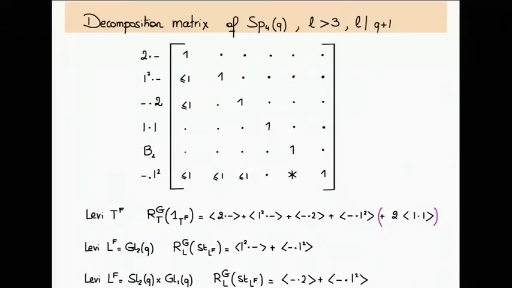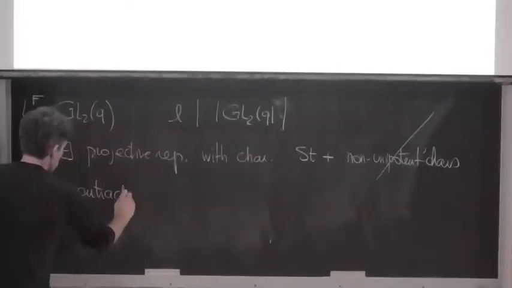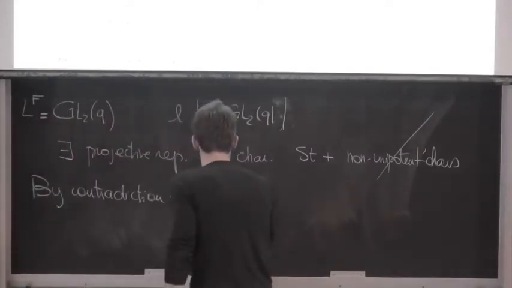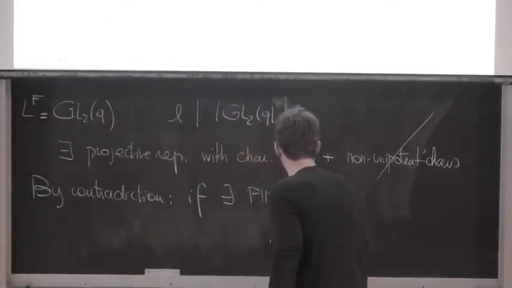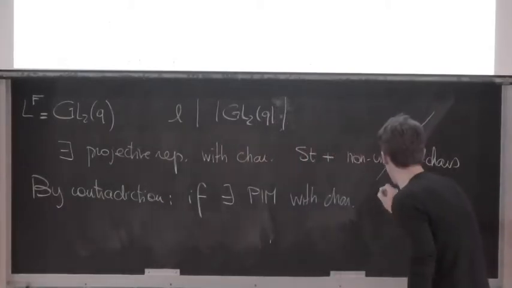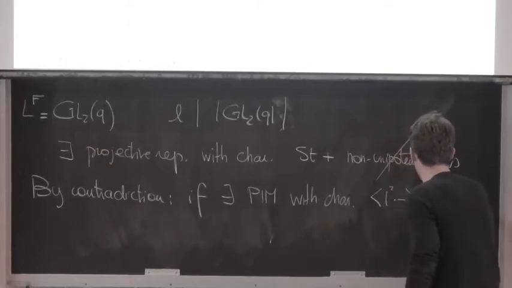So I can say a few words about it. For example, if you take the second column, so it's either a sum of two characters, or it's just the character labeled by 1, 2, empty. Okay? So you can proceed by contradiction. If there exists a projective indecomposable module with character which is, so this 1, 2 plus non-unipotent.